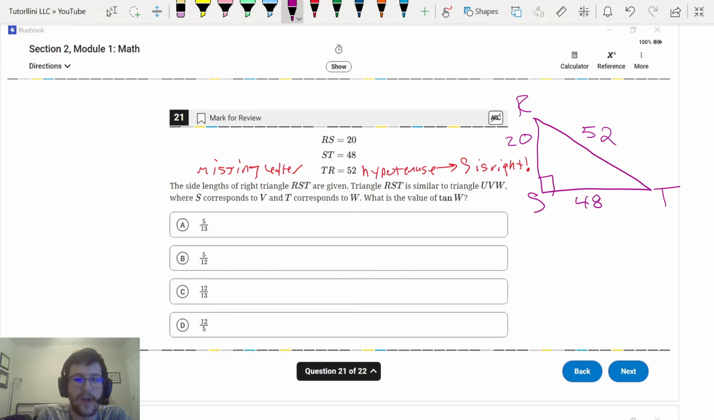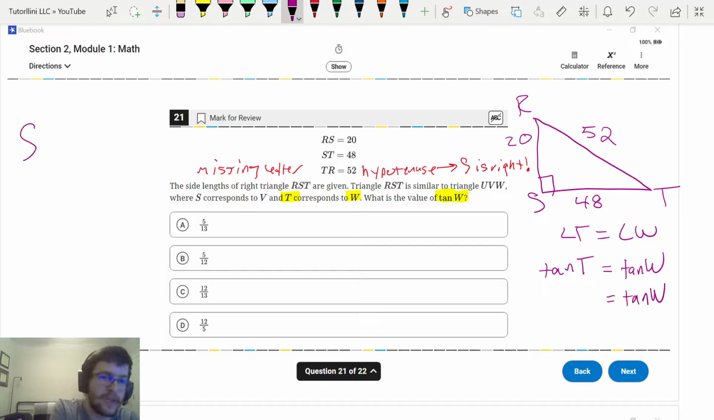Now it says triangle RST is similar to triangle UVW. So remember, the order in which the letters come in tells you the corresponding angles. The question's asking us about W, so you had to recognize that T is equal to W. Angle T is equal to angle W, and they want us to find tan of W. So it follows that tan of W would be equal to tan of T if the angles are equal, right? So to find tan of W, you just find tan of T.